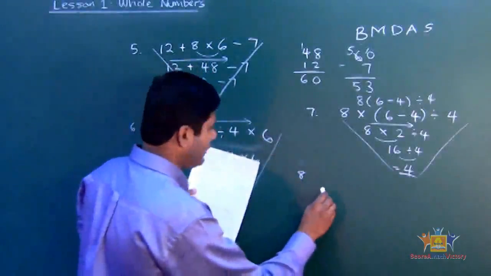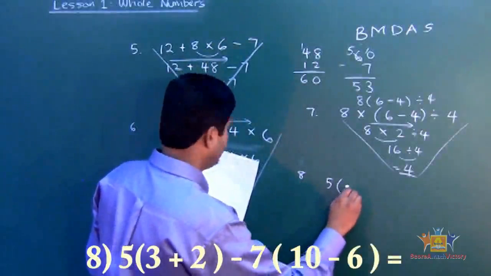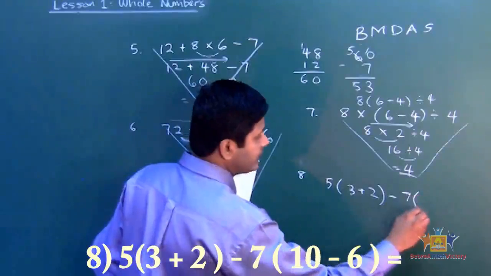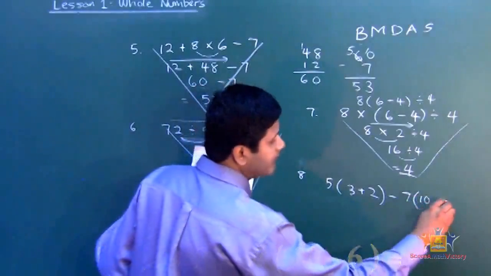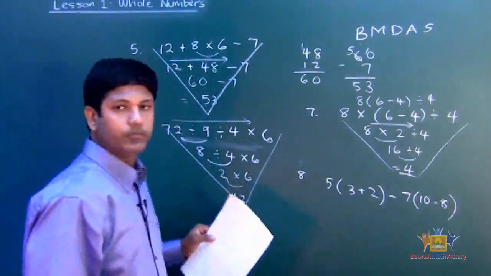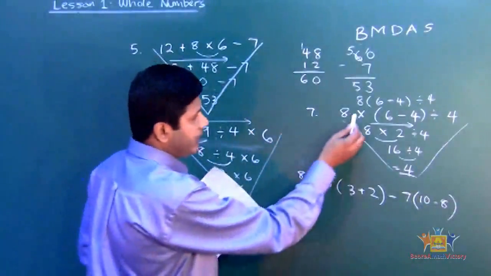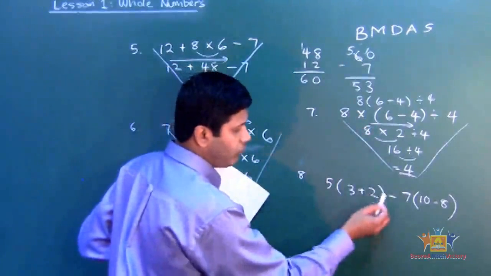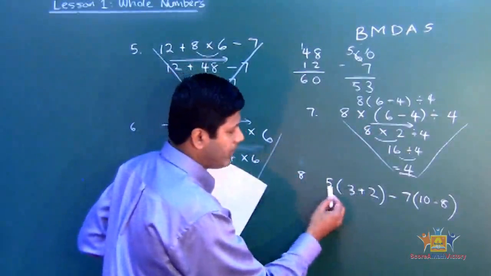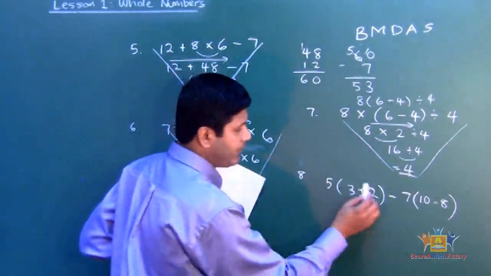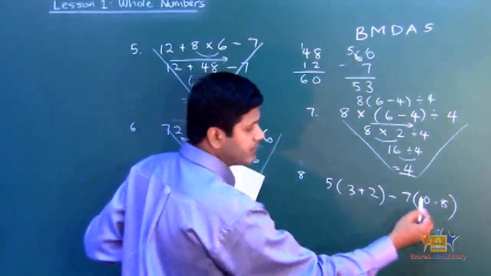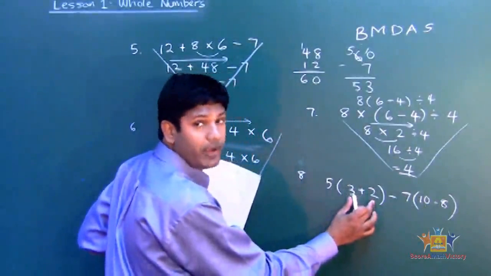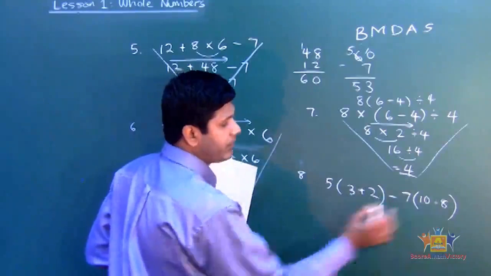Now problem 8, you've got 5 times 3 plus 2 minus 7 times 10 minus 8. Look at that. See that? Earlier I put a multiplication there. Here I didn't put it. That means 5 is multiplying this whole thing inside the bracket. Very important. Understand that, okay? Whatever is inside the bracket is multiplying with 5. Whatever is inside this bracket is multiplying with 7. We're going to solve what? Inside the bracket first. See that? Inside the bracket first, okay?